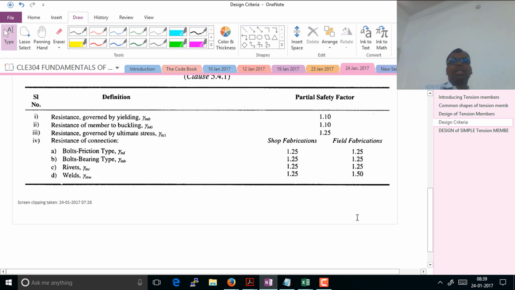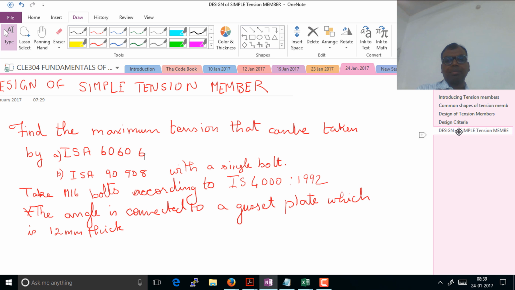Irrespective of the place where the bolt is fabricated, the value is 1.2. Now I'm just going to go for a very simple example where we look at the yielding of the cross section. From that consideration, what would be the safe load? Find the maximum tension that can be taken with a single bolt.